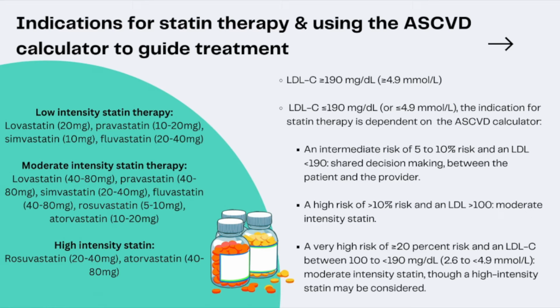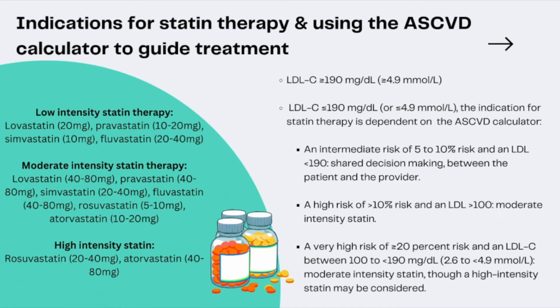So for looking up the ASCVD calculator, you can look it up online. You can just type it in Google and you will pop it up, and you can input your patient's information using that calculator. It asks things like the person's age, their blood pressure, their cholesterol, their smoking history, and whether or not they have diabetes. And then you input all of the data. It calculates your patient's risk of having that cardiac event in the next 10 years.